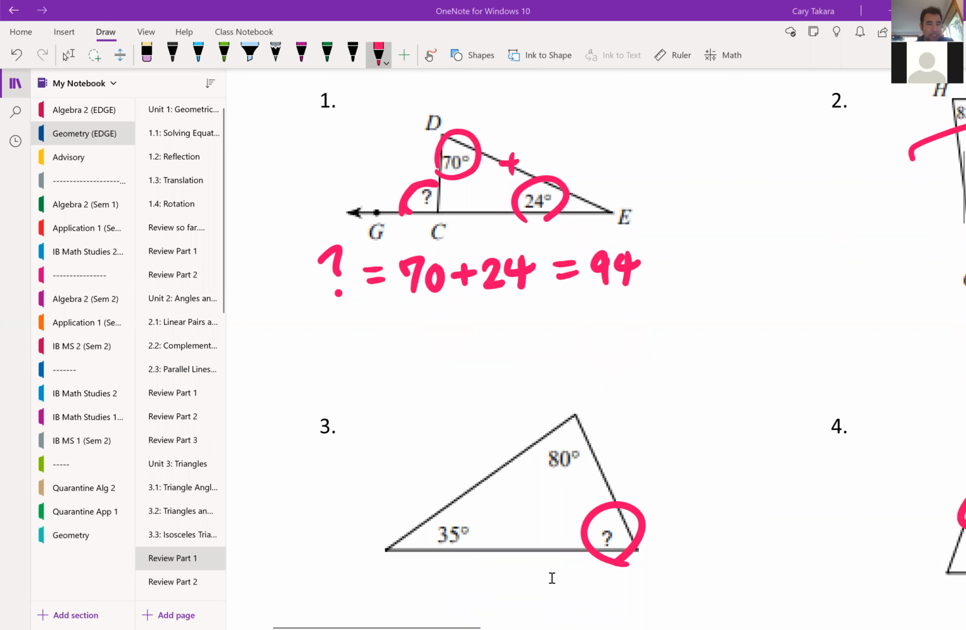So again, number 1 is 94. Did you get that, Tigra?